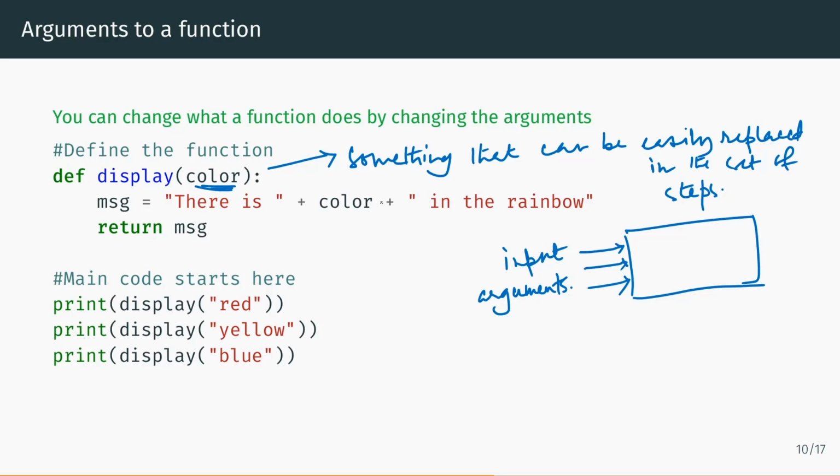So in this example, this function, which is called display, takes an argument color, and all it does is create a message. It creates a string which is there is, and then whatever color you sent, and then in the rainbow. And then it returns that string. So when you call this function with different values, in this case red, yellow, blue, all it does is replace the color with red, blue, and yellow. So it will say there is red in the rainbow, and there is yellow in the rainbow, and there is blue in the rainbow.